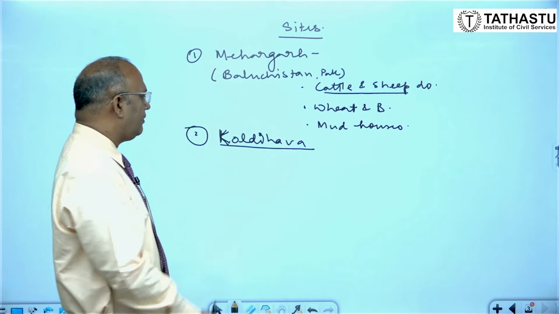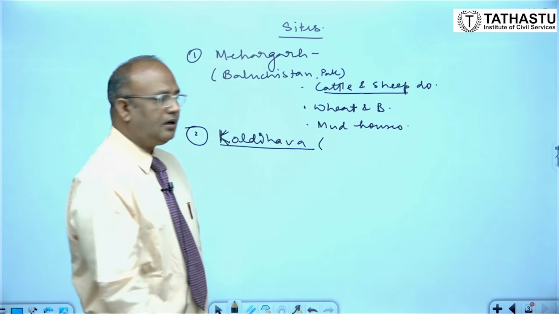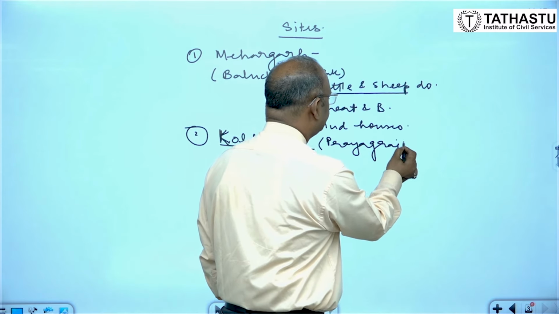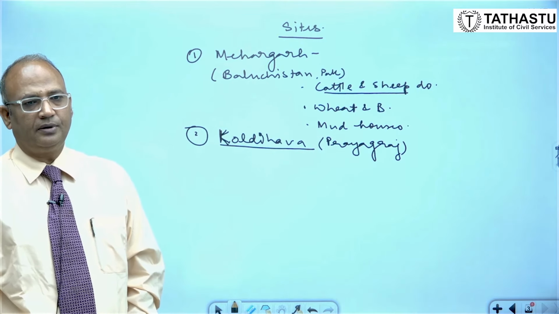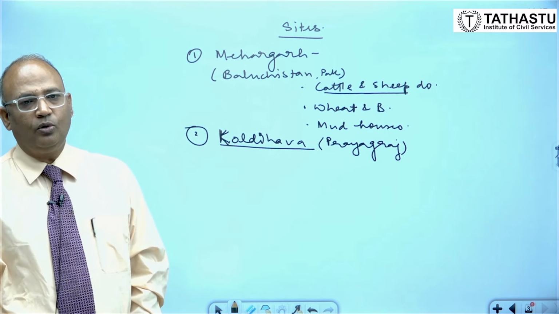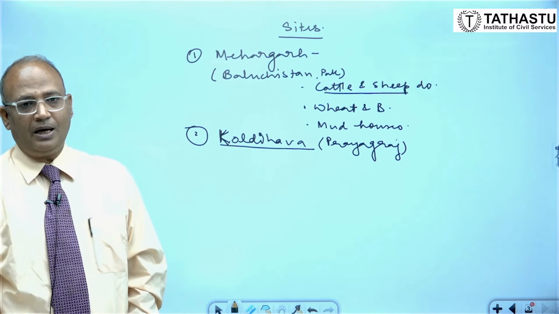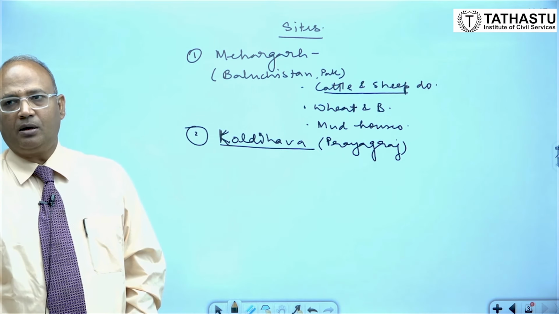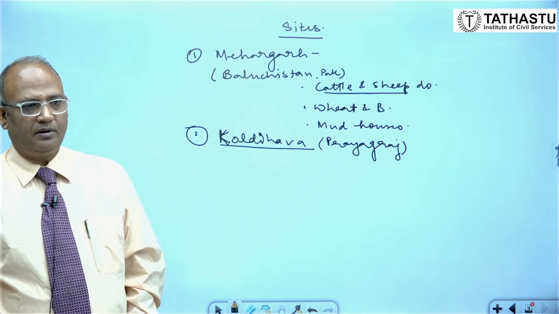Okay. Koldihwa. Location, write down: near Prayagraj. Earlier it was Allahabad, and the name was changed. Everybody knows, yes or no? Earlier it was Prayag only, so who changed the name to Allahabad? Mughal Emperor Akbar changed the name of Prayag to Allahabad, write it on the side. History repeats, yes or no?